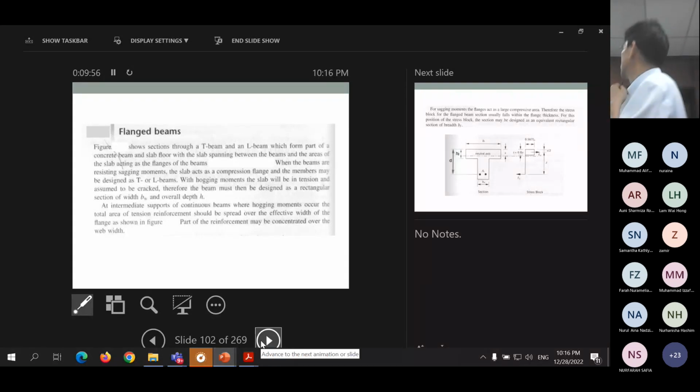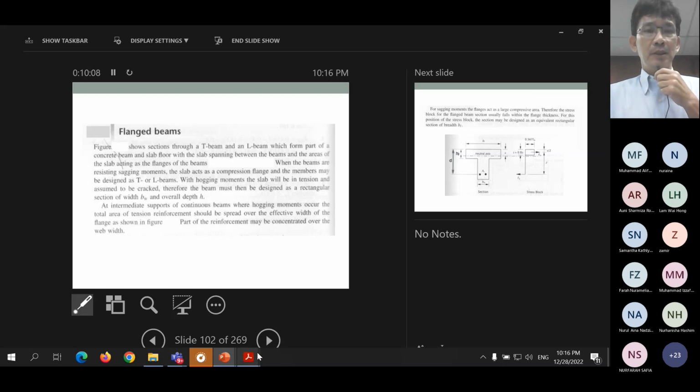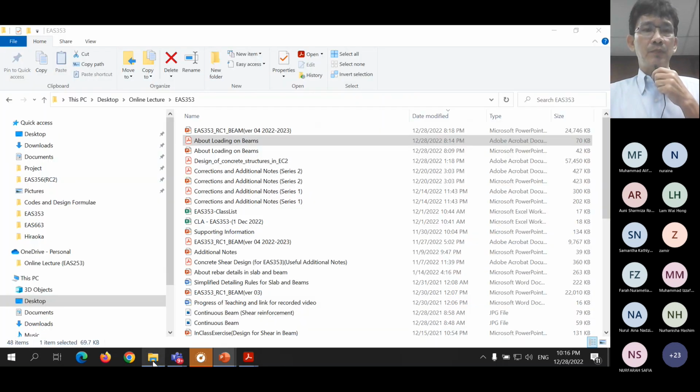Now, there are some basic formulas that we need to know in order to design a flange beam. So I will go to the design steps to share with you the design steps. Okay.